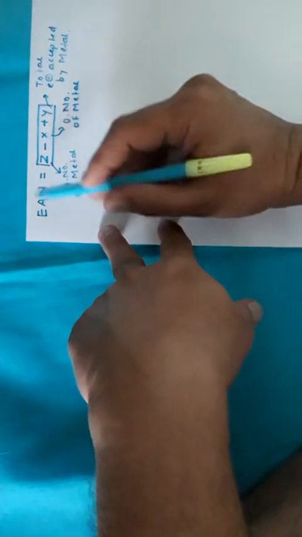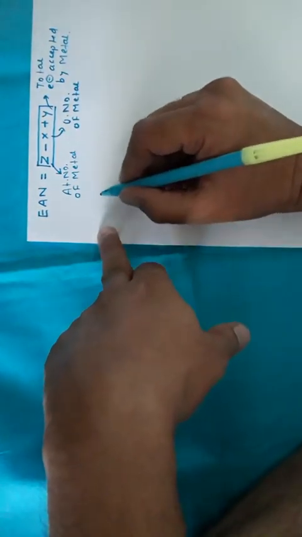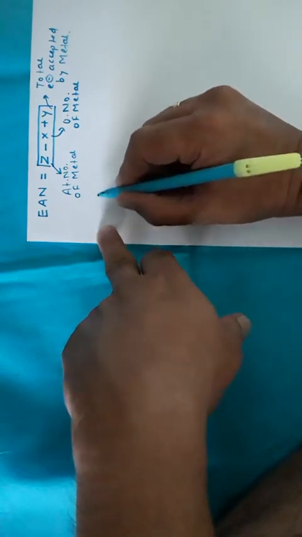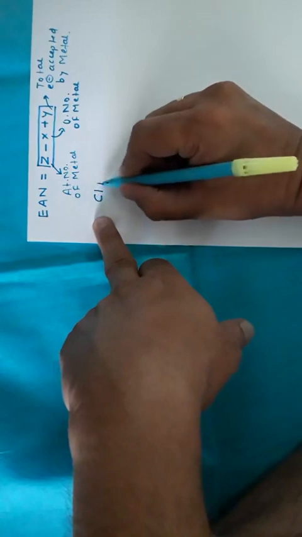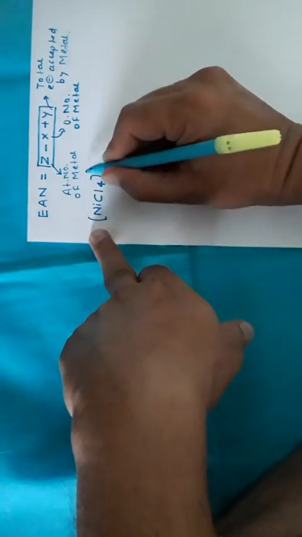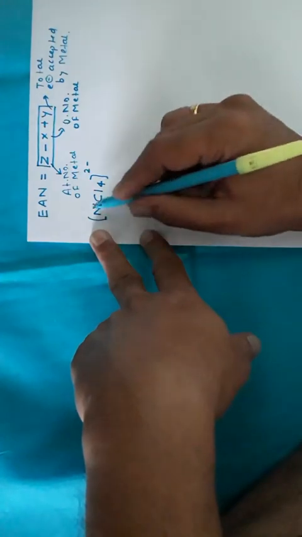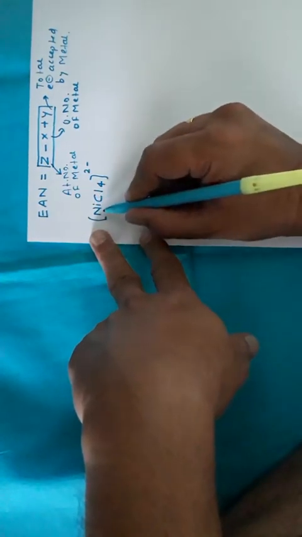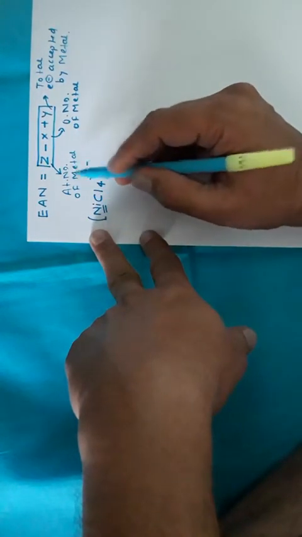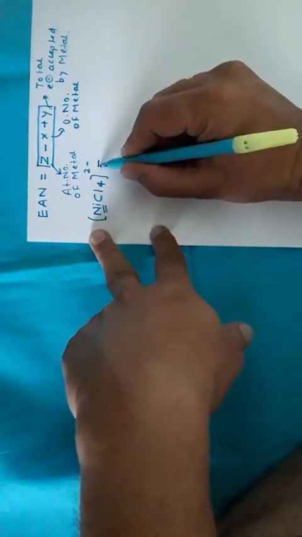Now, in order to understand this, I will take one simple example. Let us take the example of the tetrachloronickelate 2 ion. Now, when I am finding out the EAN for this complex, actually I am finding out the EAN for nickel, which is the central metal atom or central metal ion, whatever you can say. So I can find it out in this particular manner.